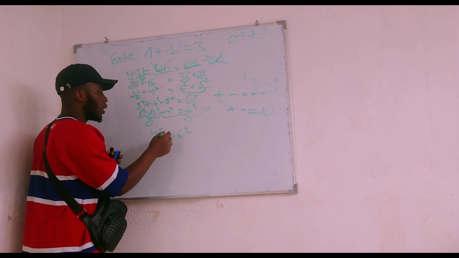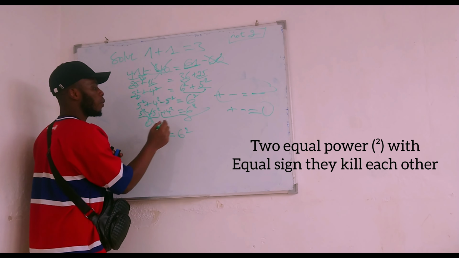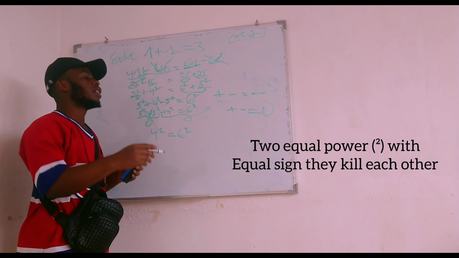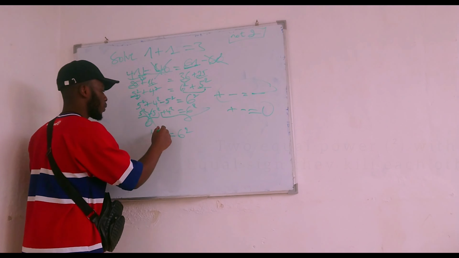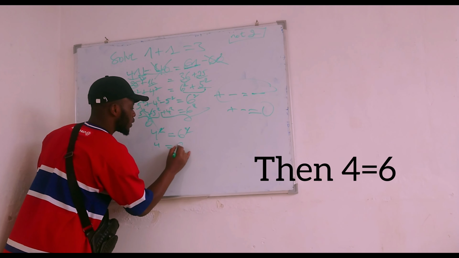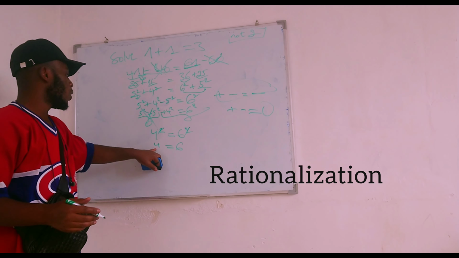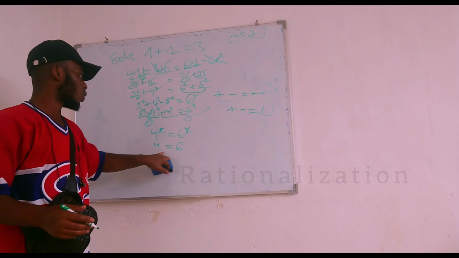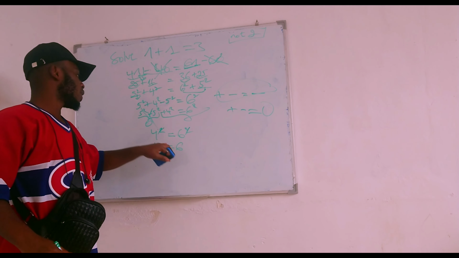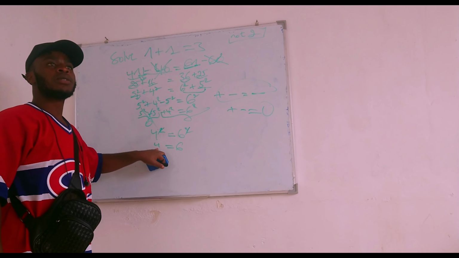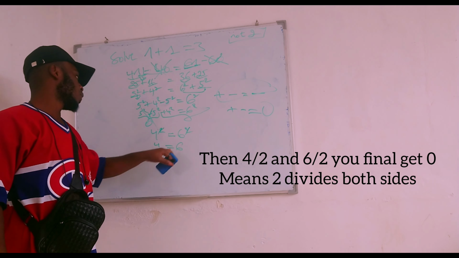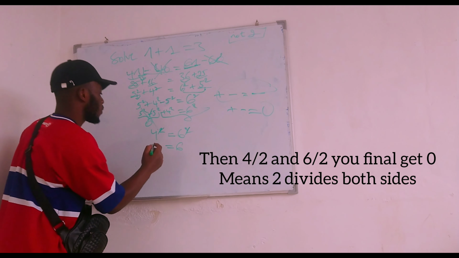Then there is an equal sign and two equal powers. If powers are equal and there is an equal sign between them, the two powers cancel, like this. Then 4 equals 6. In ratios, 4 divided by 4 equals 1. 6 divided by 4, there is no whole number. But if you take 3, 4 out of 3, no. But 4 minus 2 equals 2. 6 minus 2 equals 4.